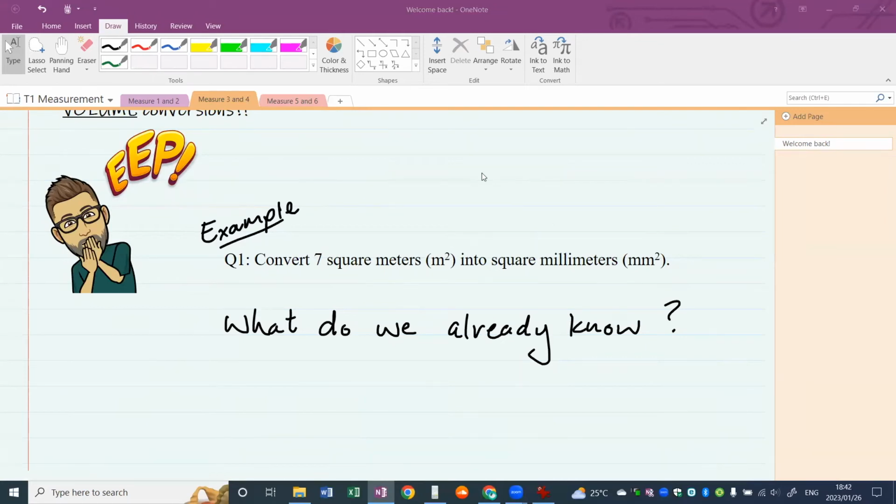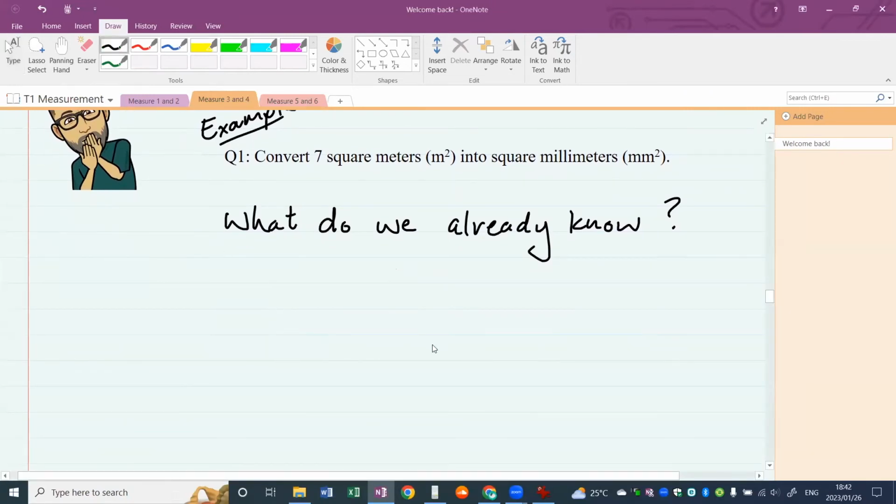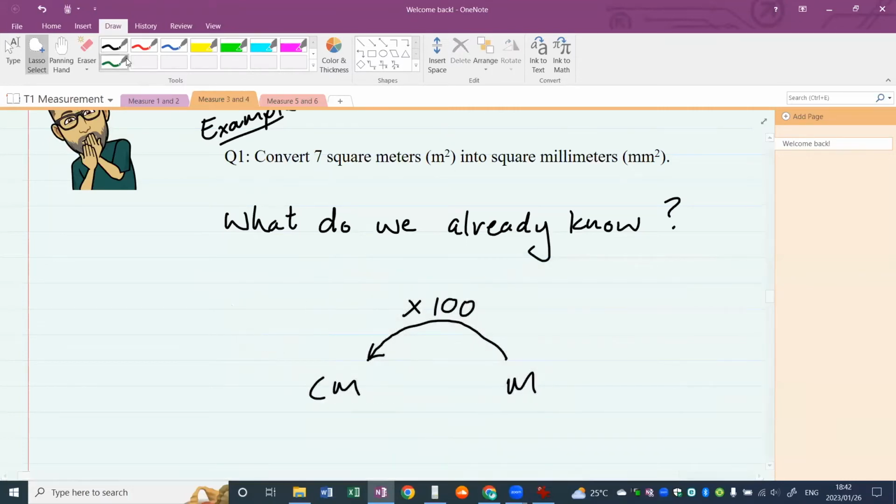Now this is not the normal one where we go from meters to centimeters. Everyone knows to go from meters down to centimeters, we have to times by 100. This is a little bit different, but it's easy to understand because if you know the old diagram from meters to centimeters, we just have to change this a little bit. So watch this. I'm going to use red pen this time.